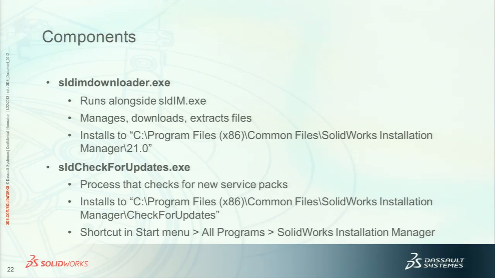And the SLD check for updates.exe, I'll talk about that later, but that's the process that scans your machine, figures out what service pack you have, and finds that there's a new one available, so let's go download it, all that good stuff. That's where they are: Program Files (x86). I should have mentioned that all the paths I have in here are 64-bit, because I'm assuming hopefully everyone's on 64-bit. If you're not, just drop the x86. It's in the other location.